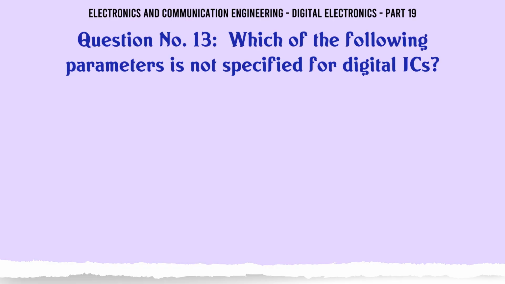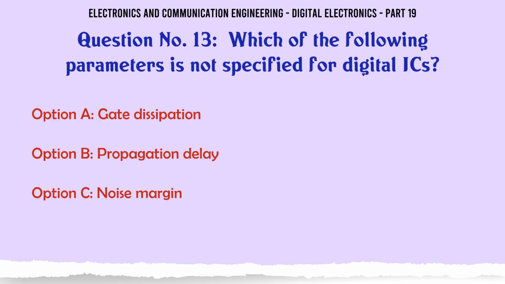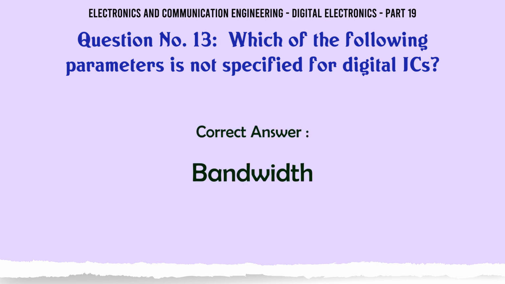Which of the following parameters is not specified for digital ICs? A. Gate dissipation, B. propagation delay, C. noise margin, D. bandwidth. The correct answer is bandwidth.